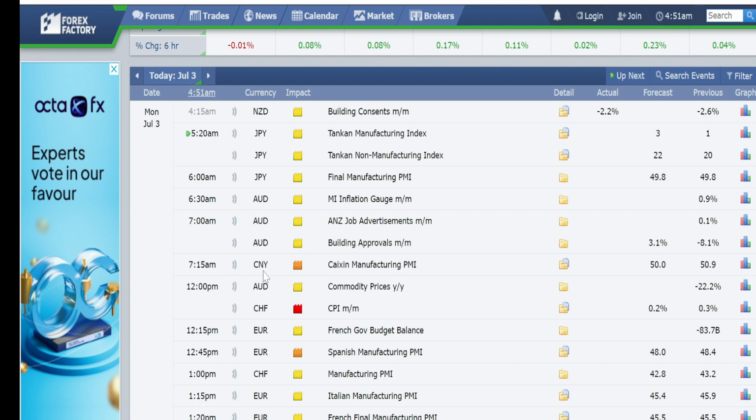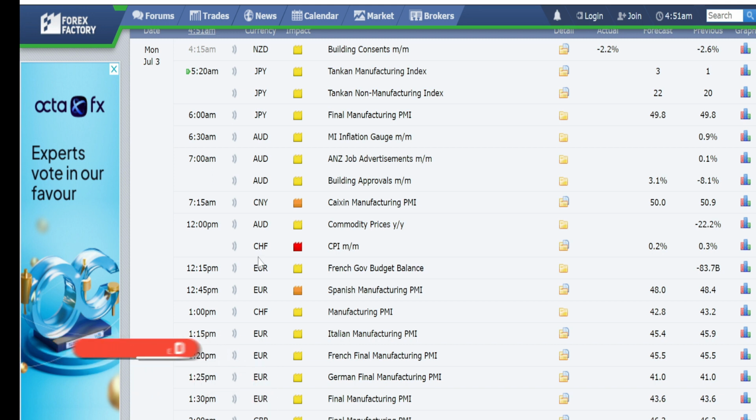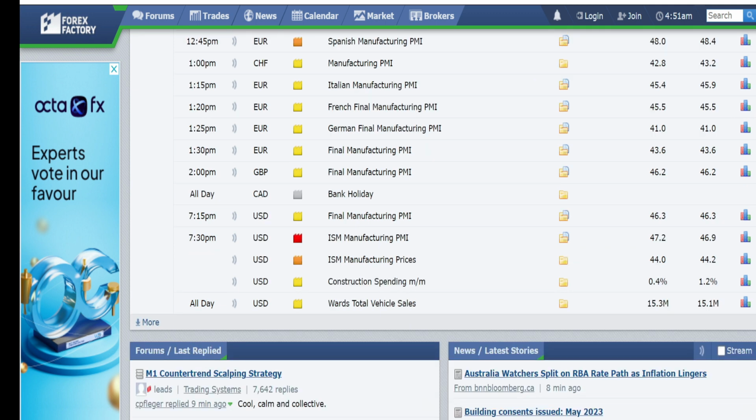7:15 AM we have medium impact news for Chinese yuan. At 12 PM we have high impact news plan for Swiss franc related currency pairs. At 12:45 PM we have medium impact news plan for euro related currency pairs. We have Canadian bank holiday, and at 7:30 PM we have high impact news and medium impact news plan for US dollar related currency pairs.